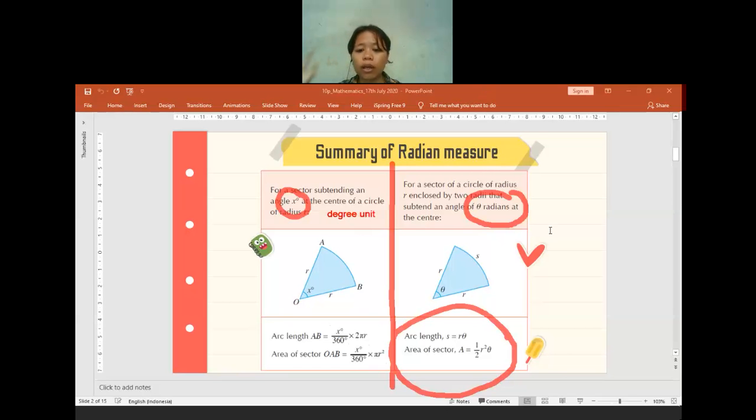Okay. Is there anyone who has a question or is still confused? Do you still have any confusion, Nico? No. Okay. If you have no confusion, let us go back to the previous question.